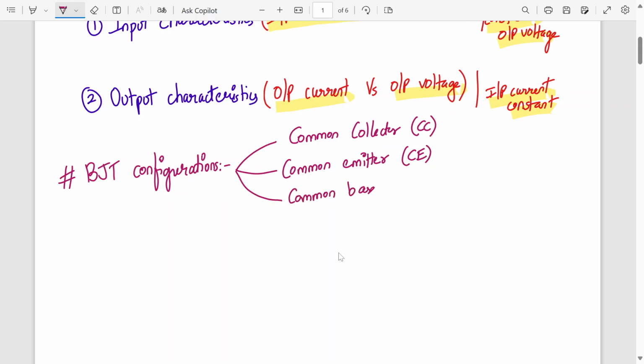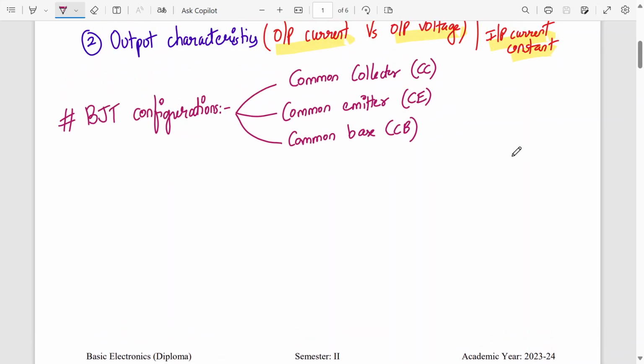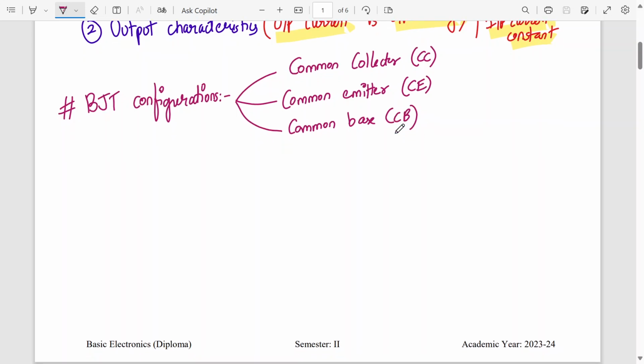So what we will do is we'll study the characteristics loosely first, in the sense we'll just draw the characteristics and try to understand, but not pay so much attention to the circuit. Okay, we'll come back to the circuit later. So can we start with the common emitter? Everyone ready? Just give me a check.